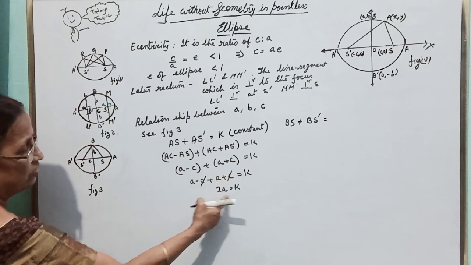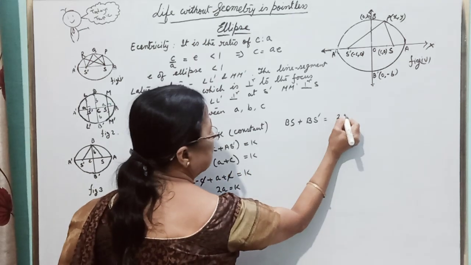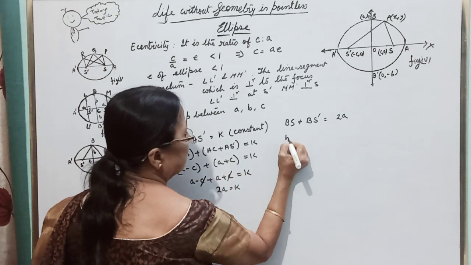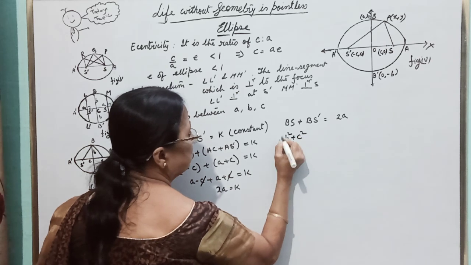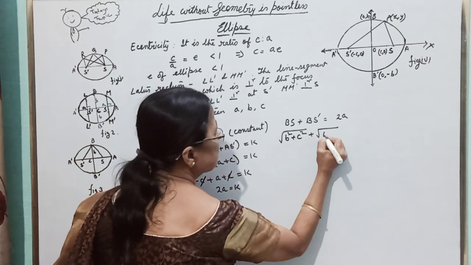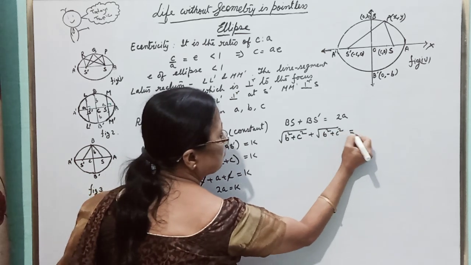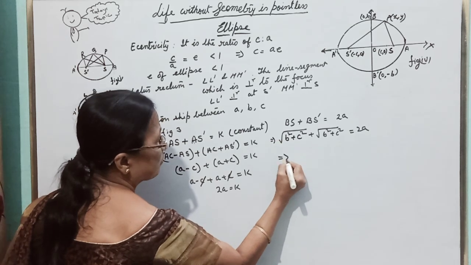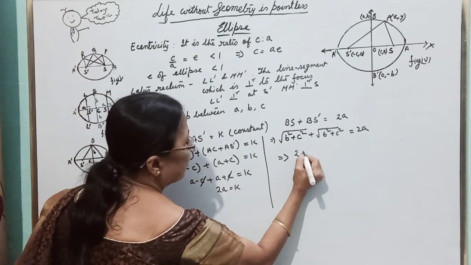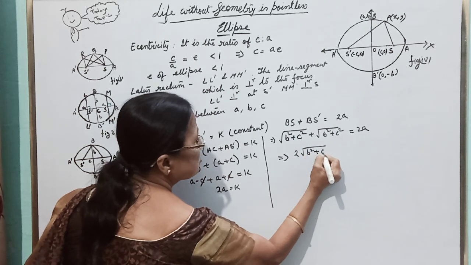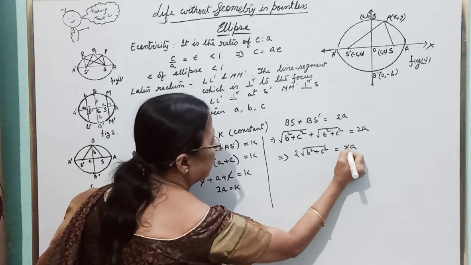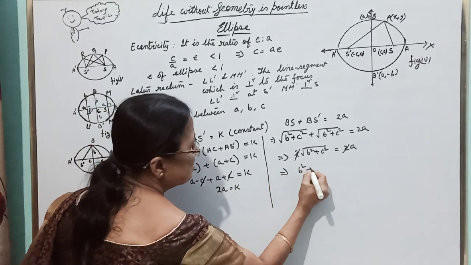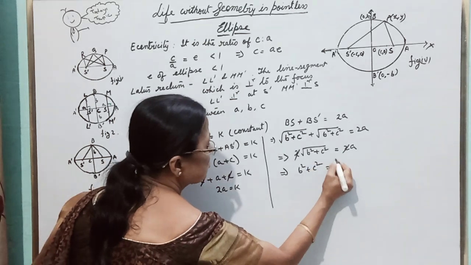Just now we have found the value of the constant. This is equal to 2a. So I can write, instead of this, under root b square plus c square plus under root b square plus c square is equal to 2a. This implies that 2 of under root b square plus c square is equal to 2a. This 2 cancels. So I can write b square plus c square is equal to a square.